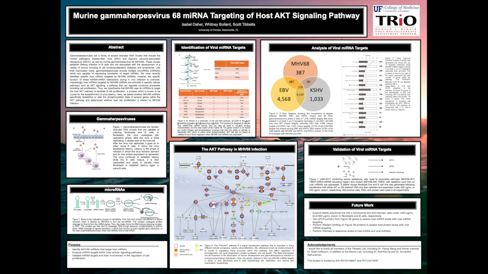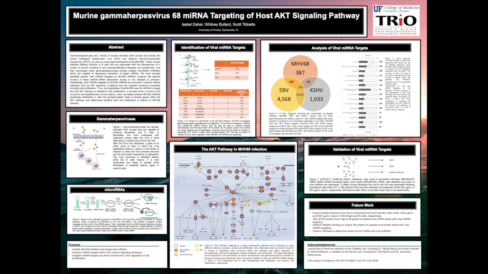To identify these viral microRNA targets, we did what is called Q-clash, or quick cross-linking ligation and sequencing of hybrids. We were able to retrieve about 2,500 host messenger RNAs in MHV68 and compiled a list of targets of EBV and KSHV targets as well.